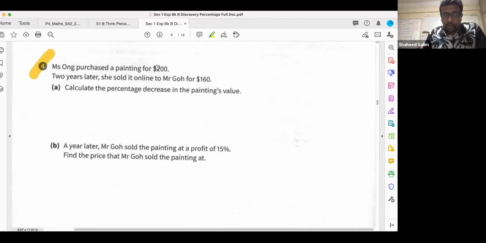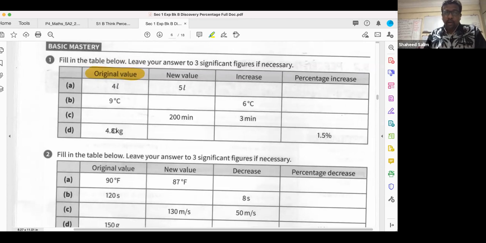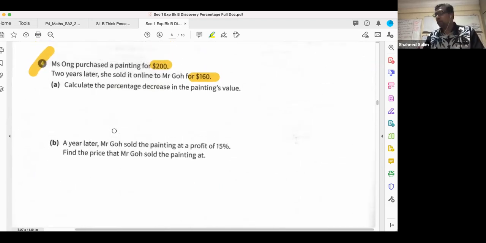What is $200 100%? It's 160 100%. You got to make a decision now. Remember down here, original value, I say 100%. Original value 100%. So you should know what to do. Girls and boys, you must master this because you are going to become adults. Next time, a small difference in percentage value will mean a lot of money to you.